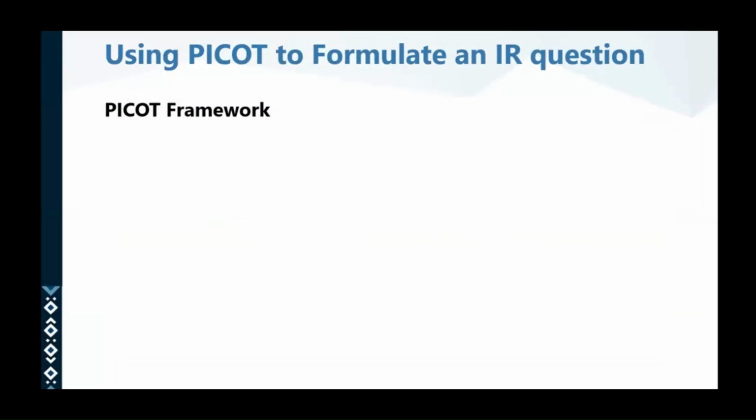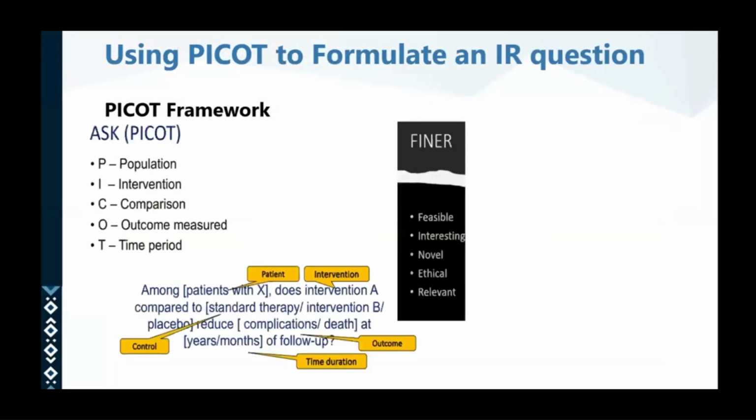And when we talk of the PICOT framework, which is very, very similar to what we saw for operational research in the previous modules, we talk about the population. So an implementation research question should have a target population, it should have the intervention, it should have a comparison, an outcome measure, and a time period.